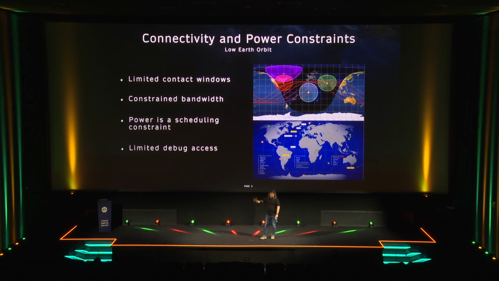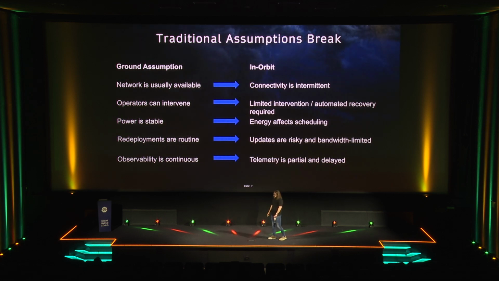So for part of the orbit, the satellite will be in the Earth's shadow. So there's all these constraints around when you can run your computer and what you can do. And obviously you've got limited debug access because you can't get your hands on it. So what that means is your traditional assumptions that you have on ground when you're operating stuff will break. On ground, for better or worse, we usually assume the network's available. But as we've seen, that's not always the case with satellites. It's usually quite easy to redeploy stuff when it breaks on ground, but sometimes that's not always an option.